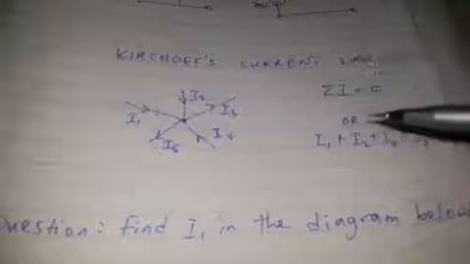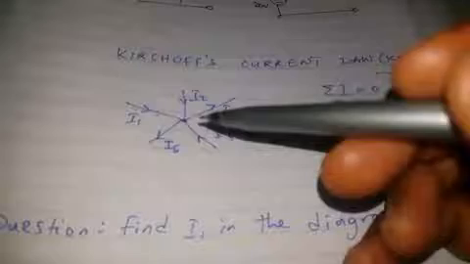Now, there's another way we can represent that. We can say that the sum of current entering a junction is equal to the sum of current leaving the junction. That's another way we can define Kirchhoff's current law.